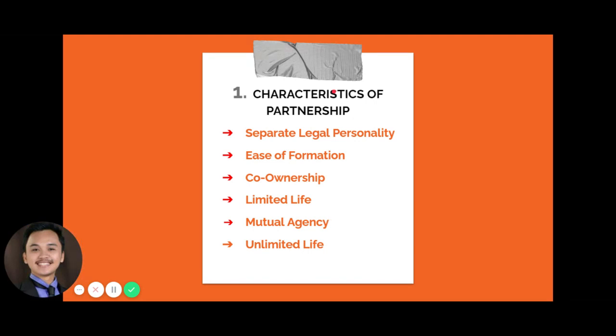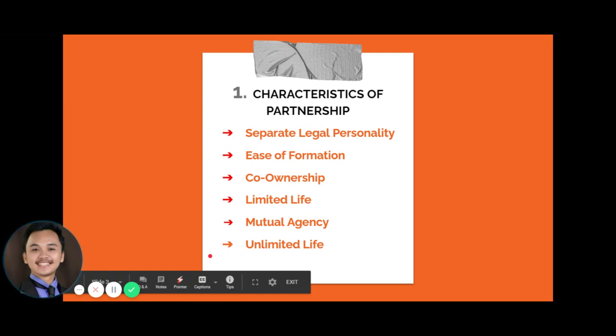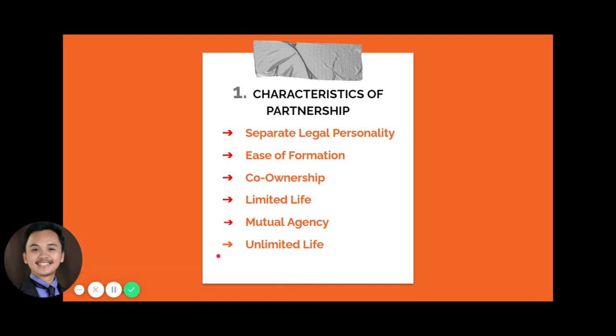And the last characteristic of a partnership is unlimited liability. So this is not unlimited life, but rather unlimited liability. Unlimited liability except for the limited partners. So each partner is held reasonably liable for any partnership obligations if the partnership assets are not sufficient to pay its obligations. The partnership creditors can run after the personal assets of the partners.